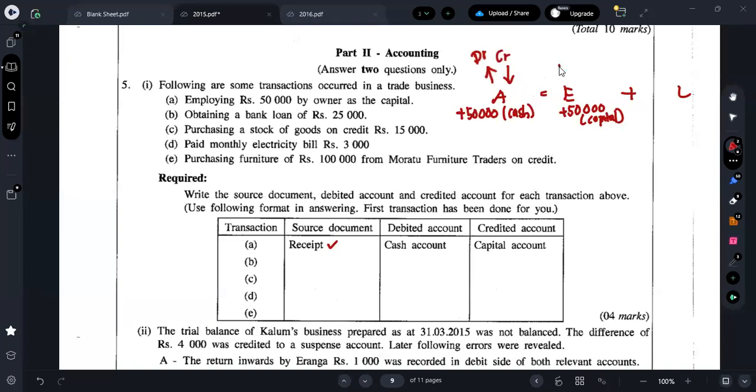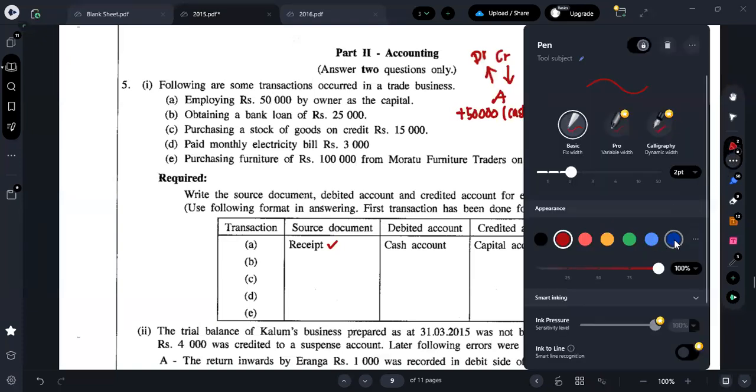When equity increases, is it debit or credit? It is credit. When equity decreases, it is debit. Now, this is a simple theory we know, right? Now, see here, guys. I'm taking you all through the very basics. Whatever the question you have, you will be able to answer if you understand the basic logic.